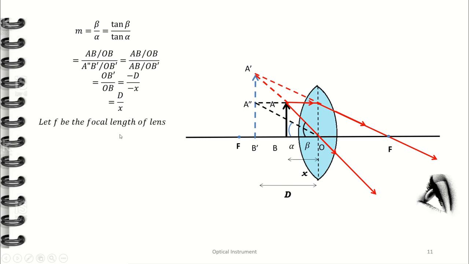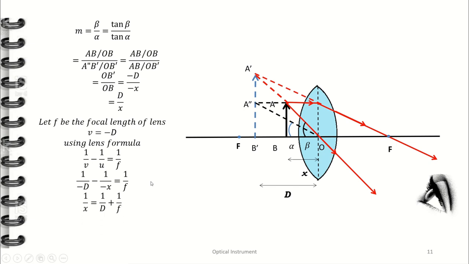Now let f be the focal length of the lens. V will be equal to minus d, and using lens formula, which is 1 upon v minus 1 upon u equals 1 upon f, we can write 1 upon minus d minus 1 upon minus x equals 1 upon f, or 1 upon x equals 1 upon d plus 1 upon f.